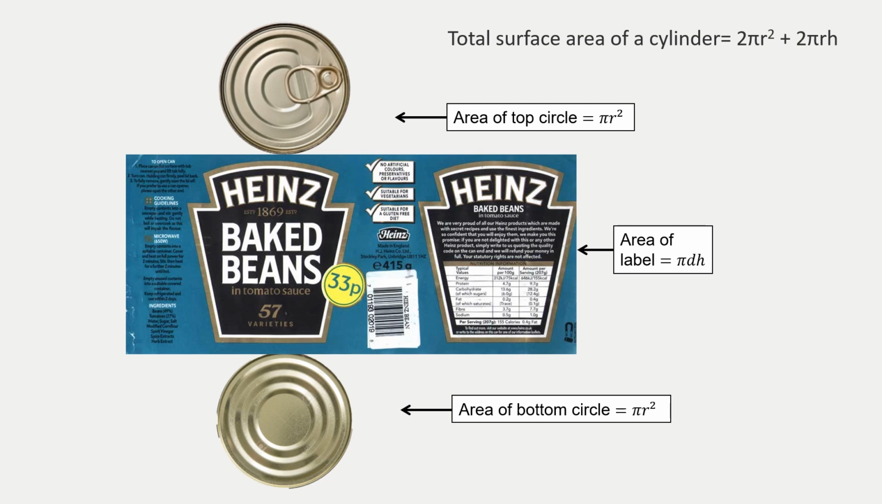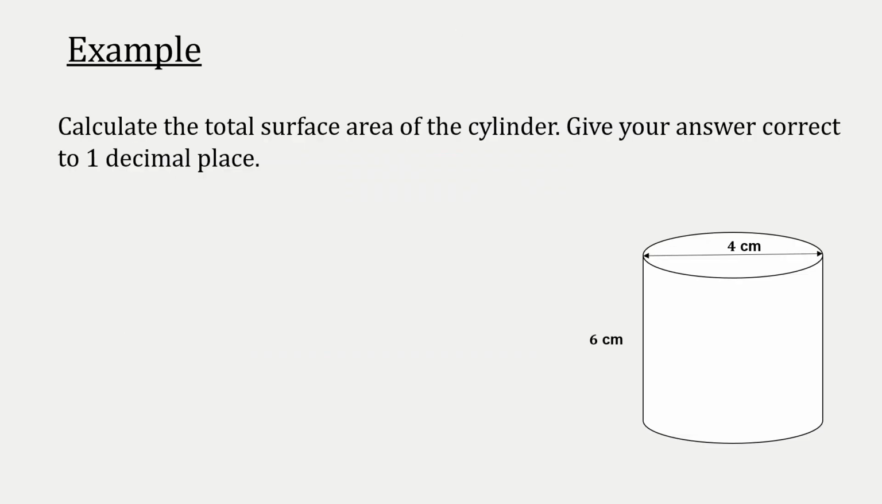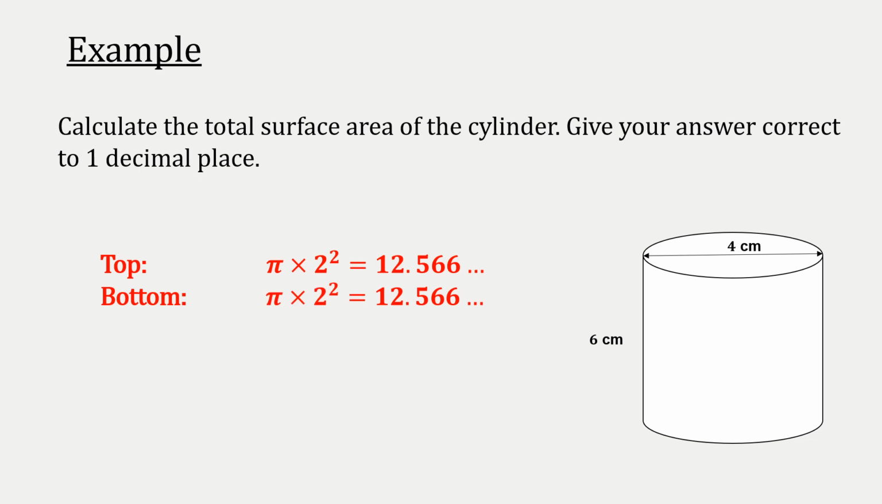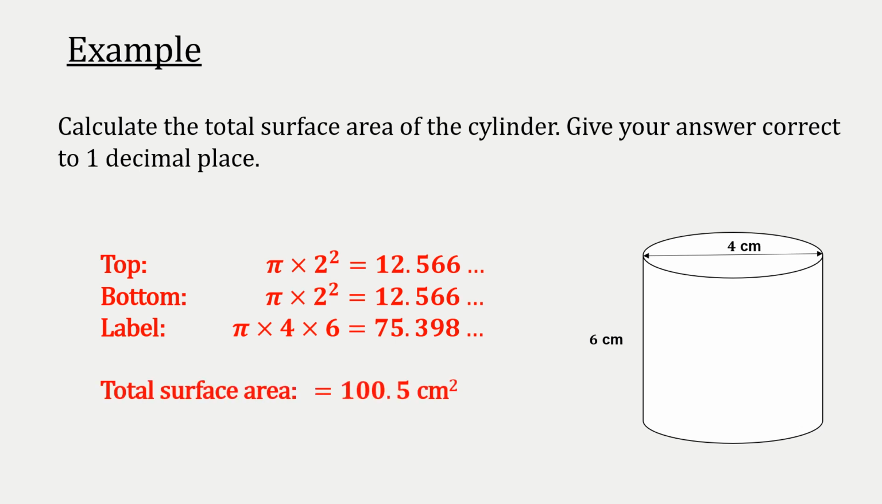To understand more of these kinds of questions, let's take this example. Calculate the surface area of the cylinder. Give your answer to one decimal place. As per the information, top pi r squared is 12.566, bottom pi r squared again 12.566, and the label, which is pi times r times h, is 75.398. If you add them together, the answer will be 100.5 centimeters squared.